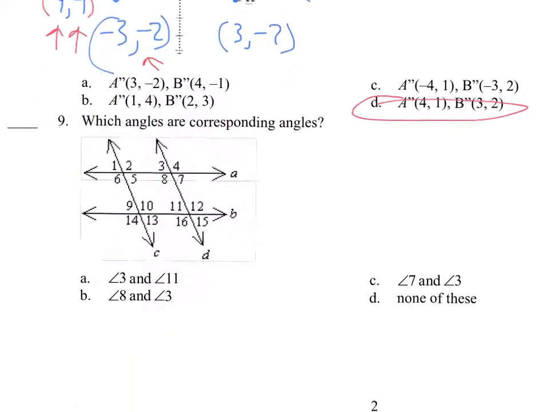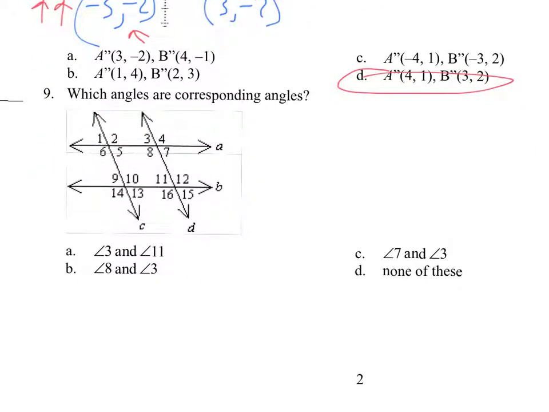Okay, number 9. Which angles are corresponding? Well, let's look at 3 and 7. 3 and 7 are vertical angles. I'm sorry, not 3 and 7, 3 and 11. 3 and 11, actually, those are corresponding angles. That would be my answer.